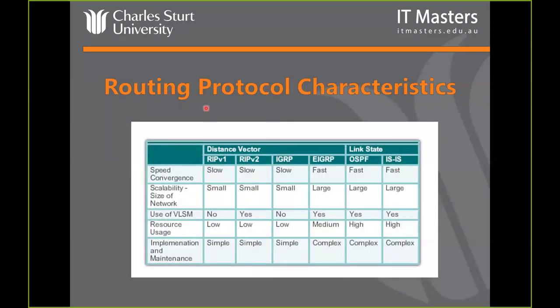So if we look at the characteristics, this is just a summary table that I'll let you look at in your own time, but it basically gives you a rundown of distance vector, link state, speed of convergence, scalability, whether it uses VLSM, resource usage, and implementation and maintenance. Okay, but I'll let you look at that in your own time.